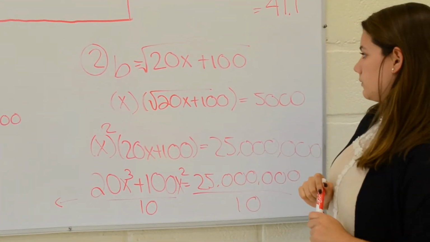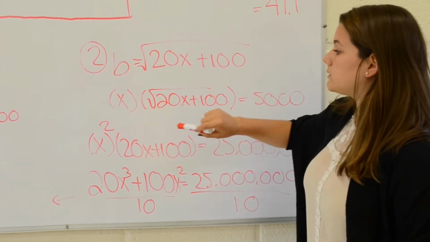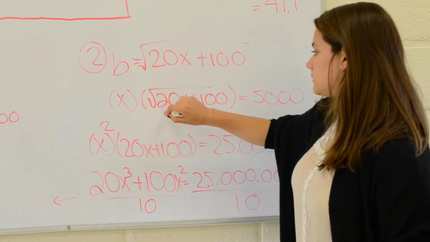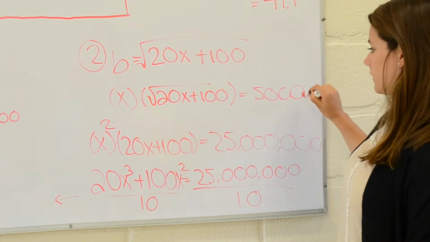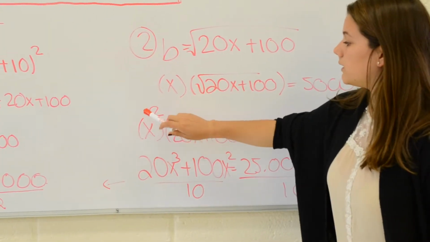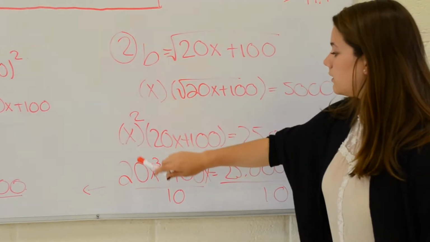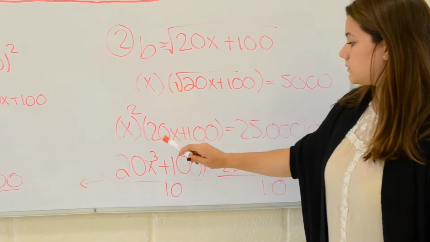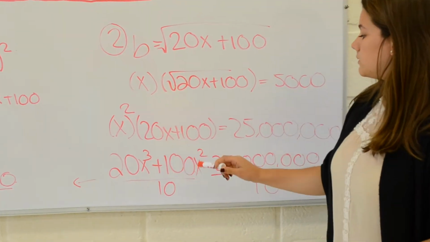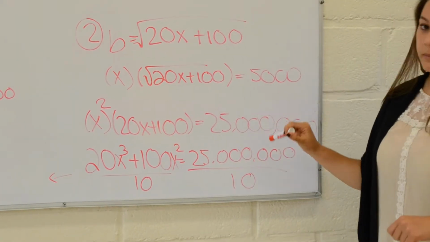Now, like this is b, we have to multiply a plus b equals c. But to eliminate the root here, we have to elevate x to the square and multiply. So we end up with 20x cubed plus 100x squared equals 25 million.